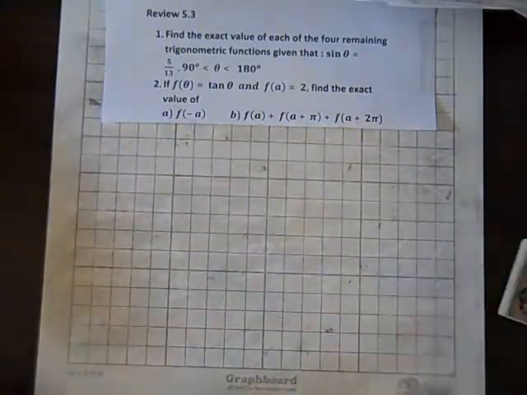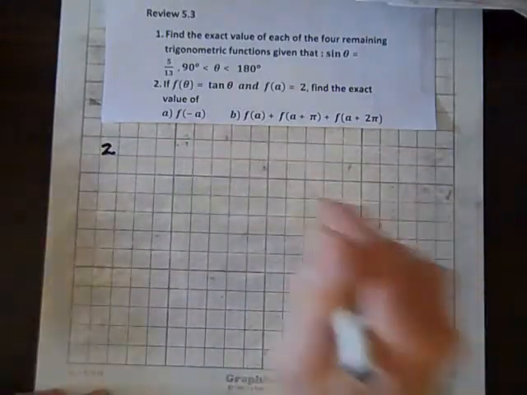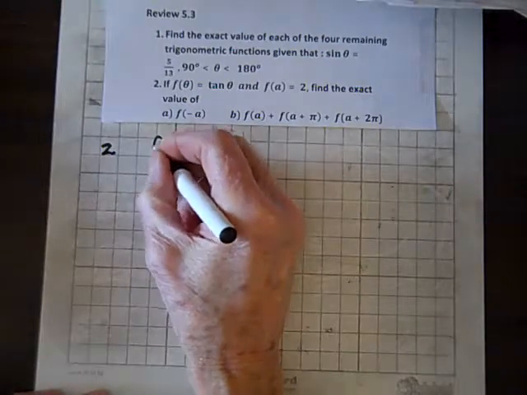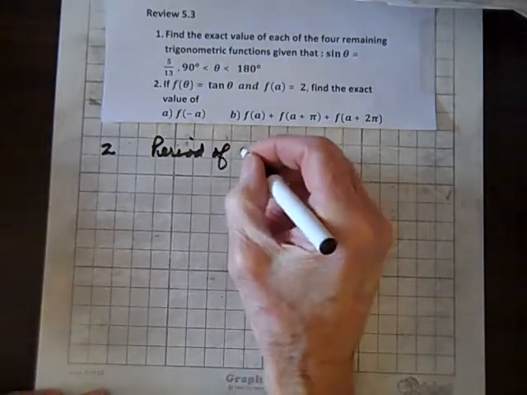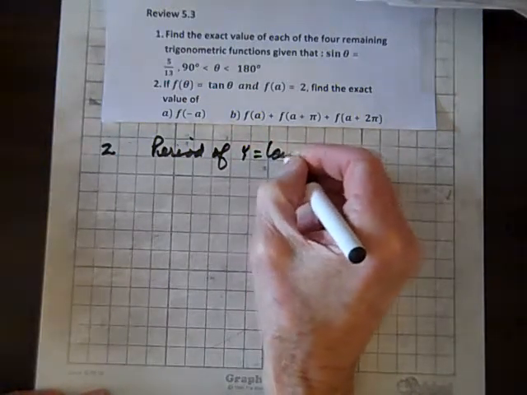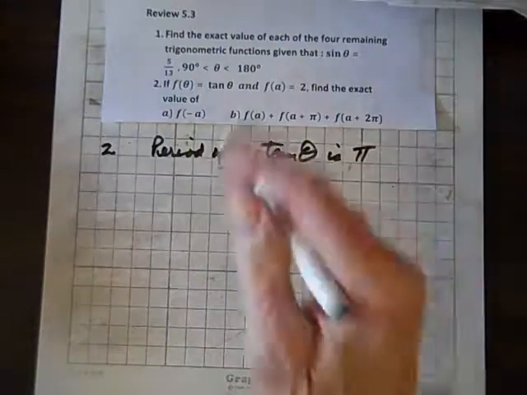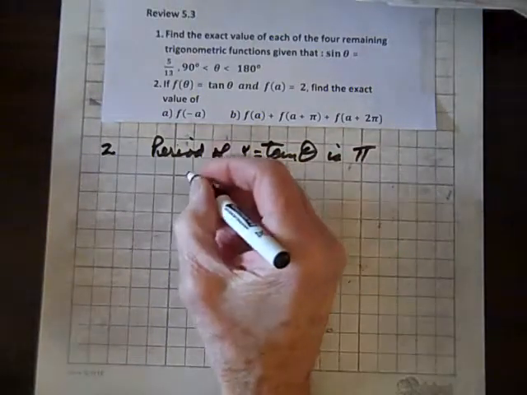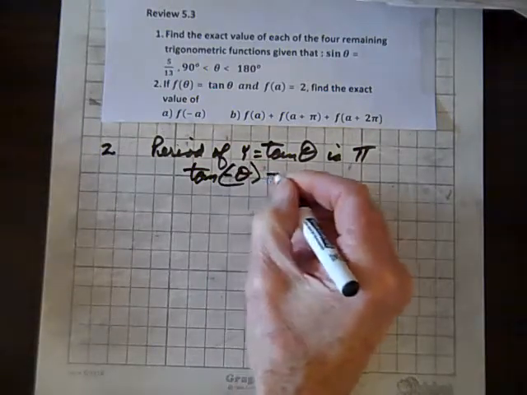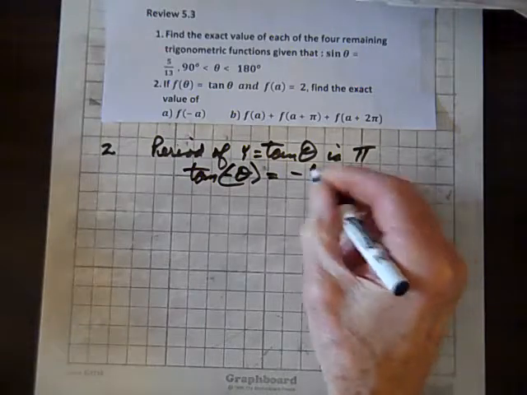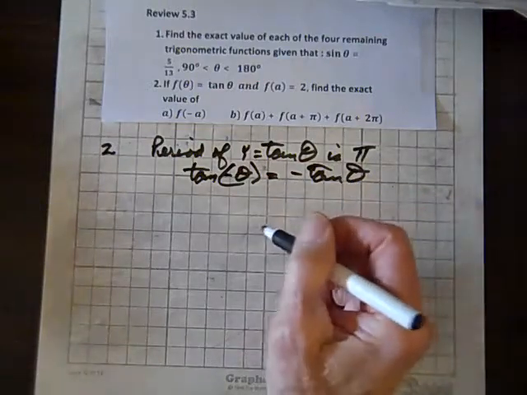So for question 2, we have to keep something in mind. First of all, the period of y equals tan theta is pi. In other words, it repeats itself every pi units. And also the tangent of negative theta equals negative tan of theta. We can move this negative out in front and write this as a positive.